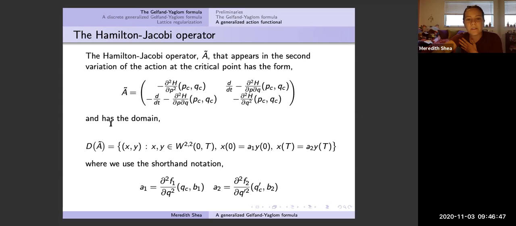And then, what's the domain now? The boundary conditions are changing, and they change because of those Lagrangian submanifolds we have. And so what we see is that now we have, if we imagine A tilde acting on a vector (x, y), then x(0) is equal to a1 y(0) and x(t) is equal to a2 y(t), where a1 and a2 are just shorthand notation I'm using here to denote the second derivatives of f1 and f2 respectively.